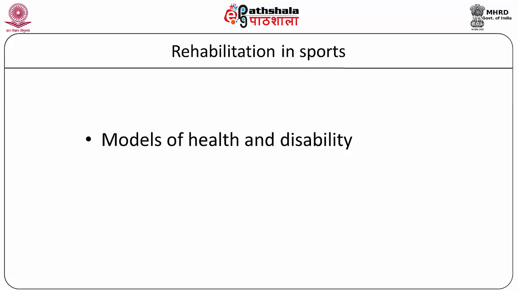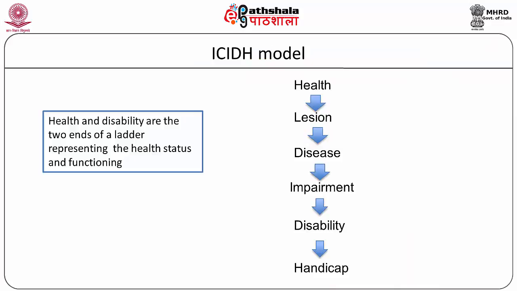In order to understand the role and importance of rehabilitation and how it is different from treatment, it is necessary to have a basic understanding of the concepts related to health, disease, and disability. There are several models of health and disability, and we are going to discuss these models now. In this model, we can see that health and disability are the two ends of a ladder representing the health status and functioning.